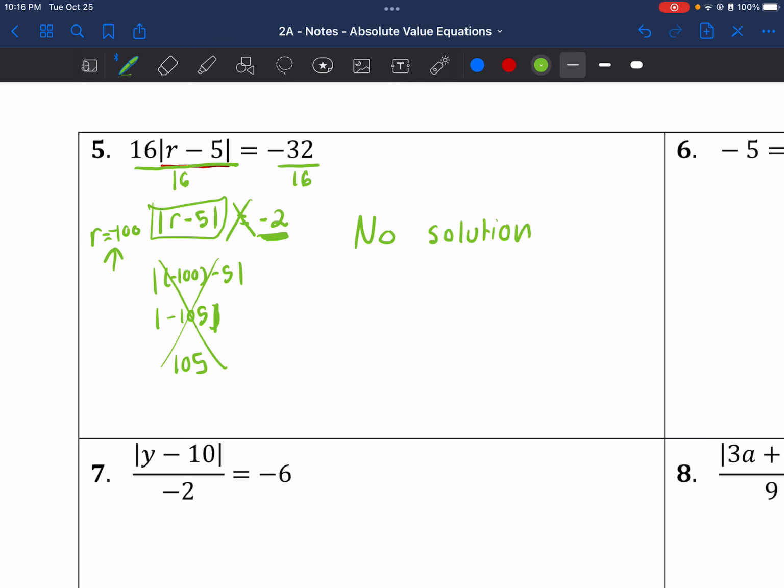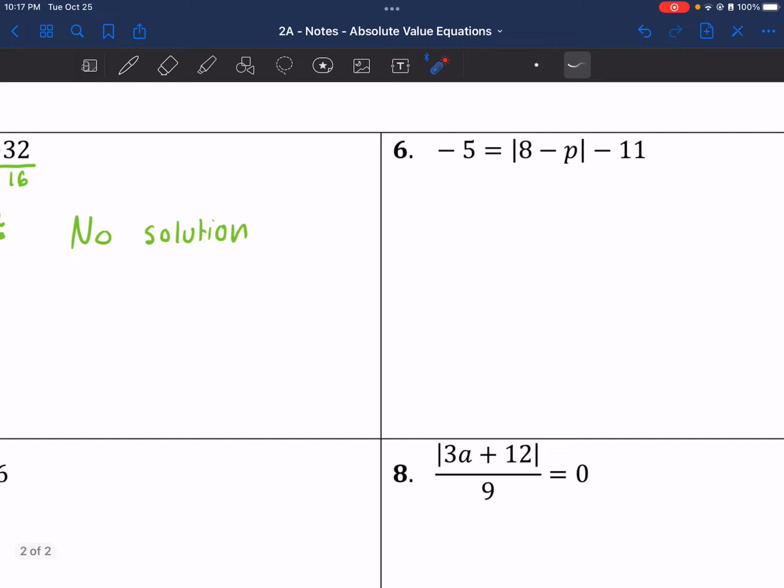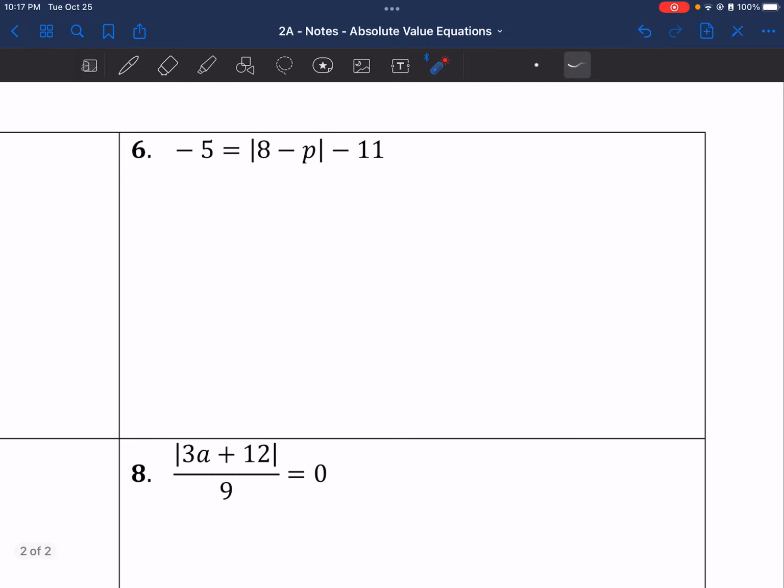So, just to recap, if you have isolated your absolute value expression and that absolute value expression is equal to a negative number, we now know that there is no solution. All right, moving on to number 6.